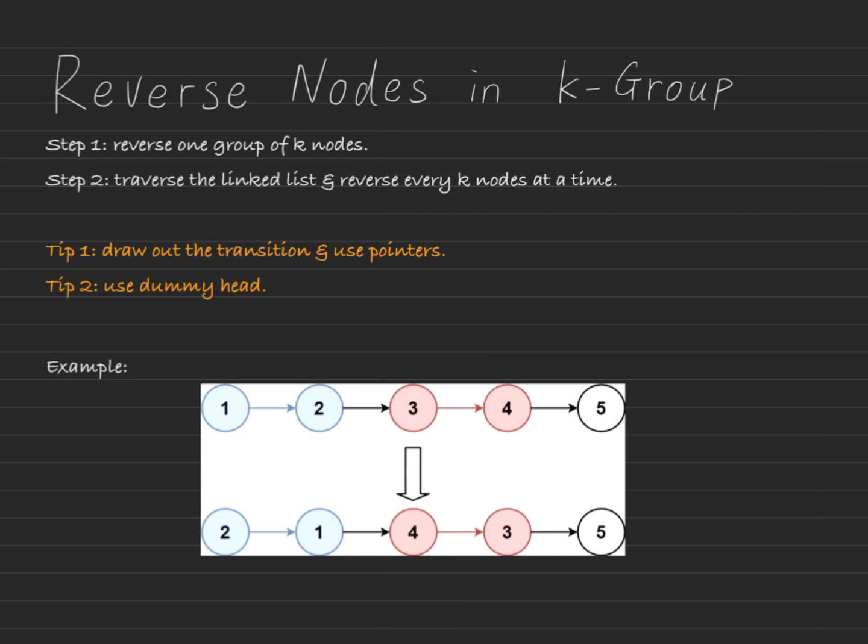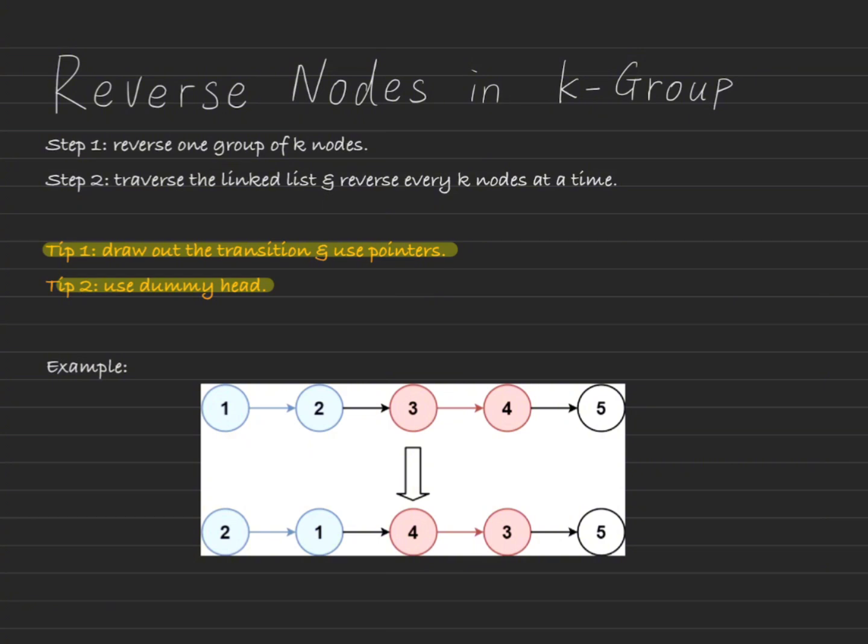Now when solving linked list questions, there are generally some tips that may be helpful. Tip 1 is to draw out each stage of the transition and use pointers to help you understand. And tip 2 is to use a dummy head. This is because usually we need to keep track of the head node, but the head node may move during the transitions. By using a dummy head and pointing the next node to the actual head, we can always return the head node after we process the transitions.